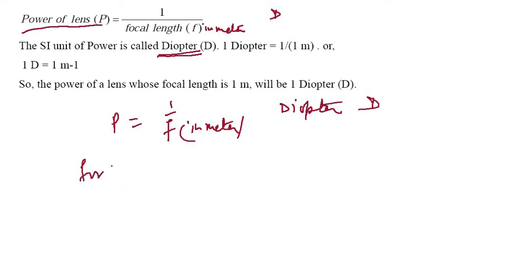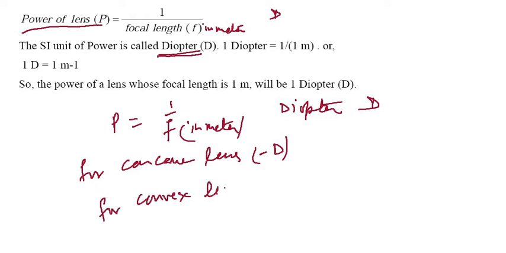For concave lens, it is negative, and for convex lens it is positive.